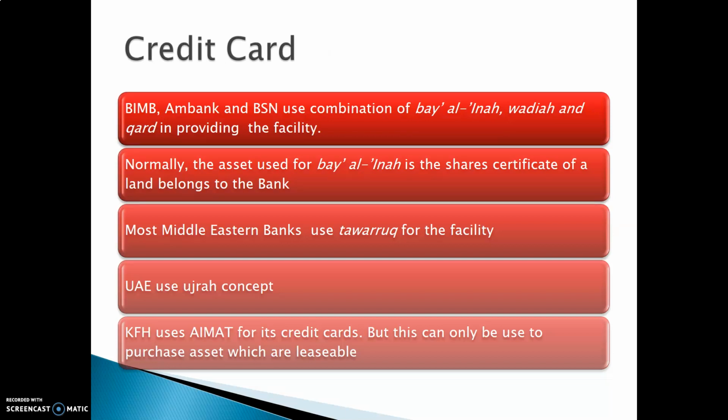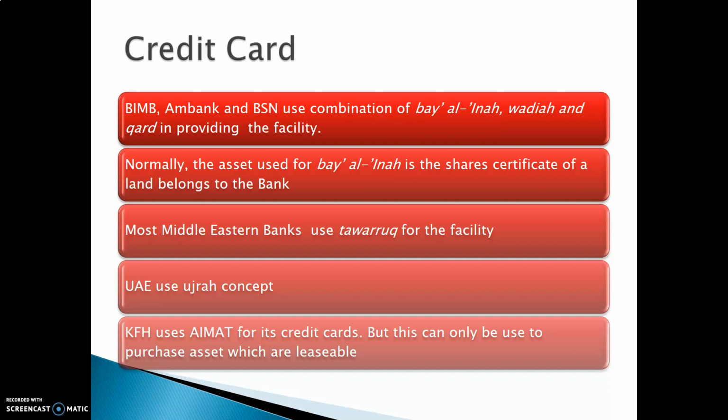BNB, Bank, BSN are combinations of by al-innah. These are the example lah. By al-innah, wadi'ah, qad hasan in providing the facility, means that Bank Islam Berhad, Bank and BSN, they are using by al-innah, wadi'ah and qad hasan. Dalam satu kontrak ada 3 kontrak ni. Normally, the set use of by al-innah is the shared certificates of the land belongs to the bank. Bila dia menggunakan by al-innah, dia menggunakan share certificates, dia menggunakan sijil tanah untuk menjual kat kita lah.